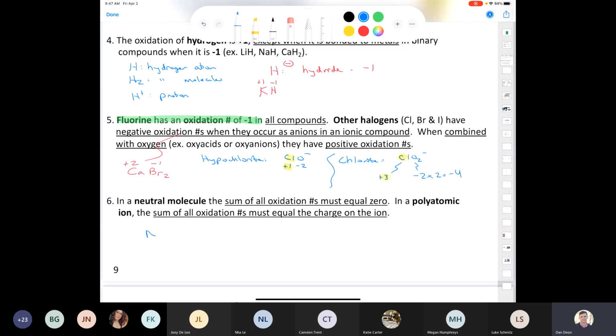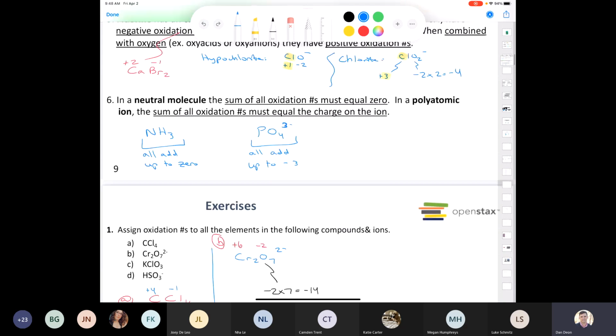What else? In a neutral molecule, the sum of all the oxidation numbers has to equal 0. So let's say you had a molecule like ammonia, right? All oxidation numbers, they all add up to a big old 0 because the molecule is neutral. And if you had a polyatomic ion, let's say you had phosphate, PO4 3 minus, all the oxidation numbers are going to add up to -3, right? Because you have a 3- charge on your phosphate ion. Anyhow, and we looked at those examples right here. So those are the rules for oxidation numbers.